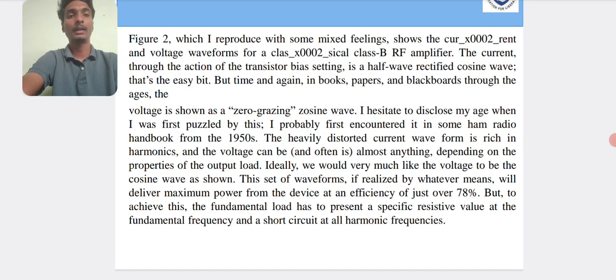The heavily distorted current wave is rich in harmonics, and the voltage can be almost anything depending on the properties of the output load. Ideally, we would very much like the voltage to be the sine wave I've shown. This set of waveforms, if realized by whatever means, will deliver maximum power from the device at an efficiency of just over 78%. But to achieve this, the load has to present a specific resistive value at the fundamental frequency and a short circuit at the harmonic frequencies.